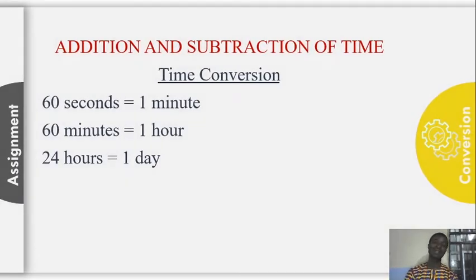Now, addition and subtraction of time. Before we go into addition properly, let's look at time conversion. Remember, in our previous class, we said that 60 seconds make 1 minute, and 60 minutes make 1 hour, and 24 hours make 1 day. Let's go over it again. 60 seconds make 1 minute. 60 minutes make 1 hour. And 24 hours make 1 day.